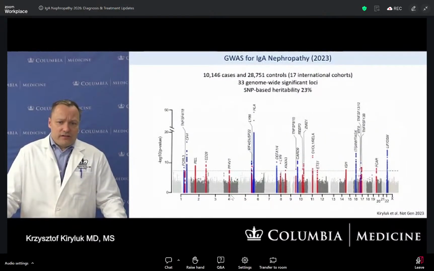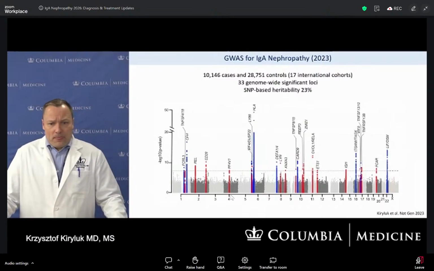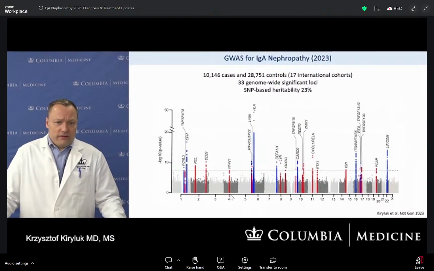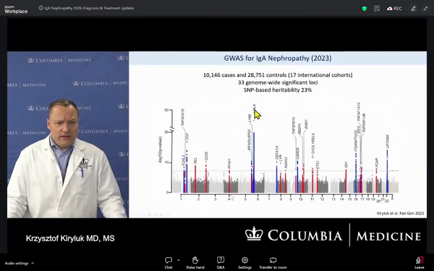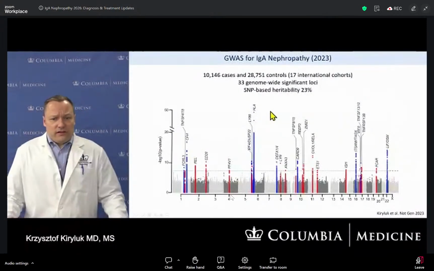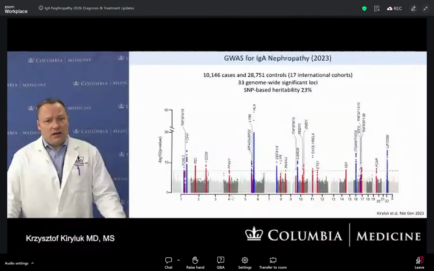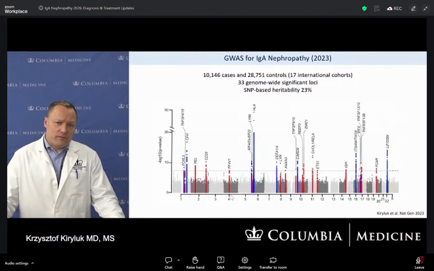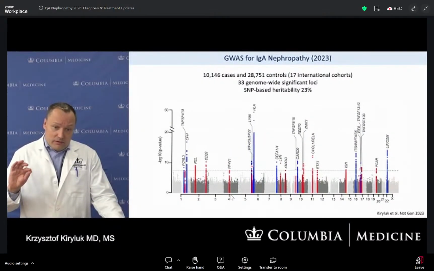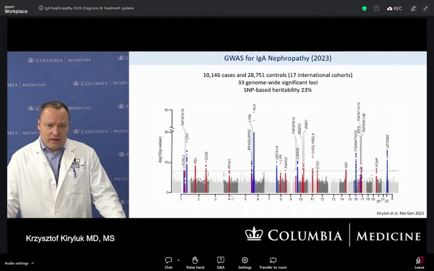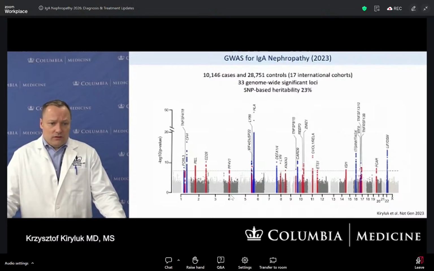You can appreciate that some of the genes that were prioritized by these studies involve immune processes. There is a prominent signal in the HLA region on chromosome 6, as you can see here. But if you take all of these common variation signals together and generate a polygenic risk score, you can estimate that about 23% of disease risk is explained by common genetic variation based on this study.